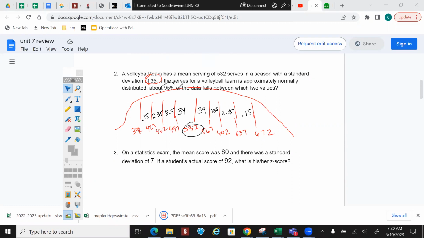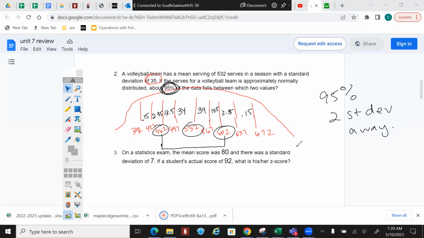Now we're trying to find 95% of the data, but when we go 2 standard deviations away, that's going to be from 462 to 602. So 95% is 2 standard deviations away from the mean. Okay, so the range is going to be from 462 to 602. Yeah. So you just have to memorize 1, 2, 3, 4 numbers.